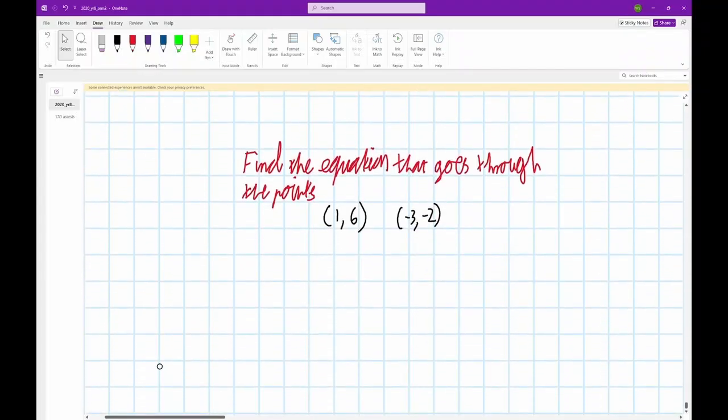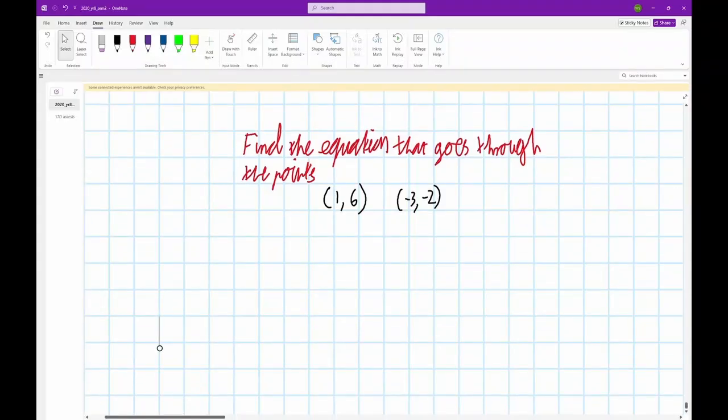Okay, and then the second type of question you're going to get most of the time is finding the equation that goes through the points. And for an example, I've got the points 1, 6, and -3, -2. Okay, so we've got to find the equation. What type of equation are we trying to find? It is going to be a linear equation. And so what I recommend we always do is we write out our formula first. In our linear equations, we have y equals mx plus c, don't we? Y equals mx plus c.